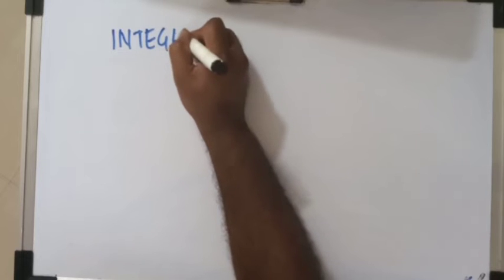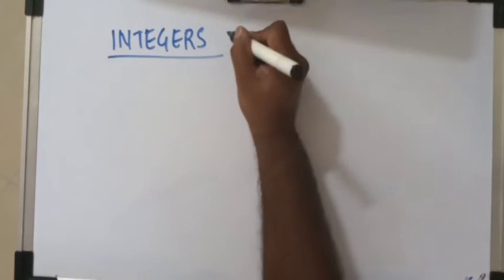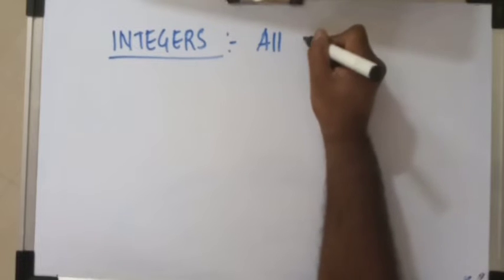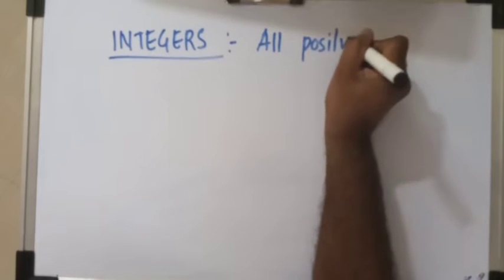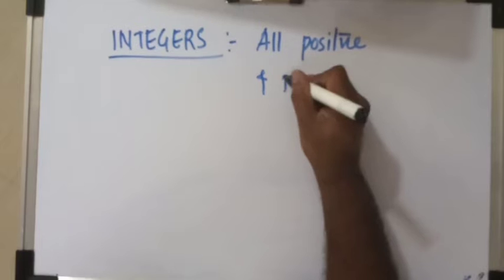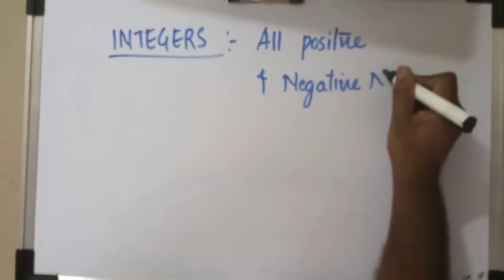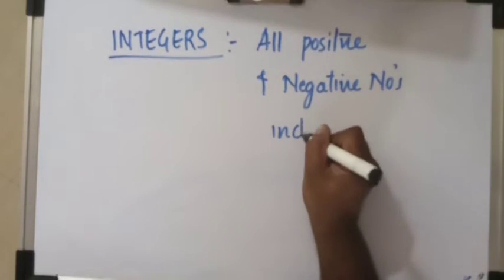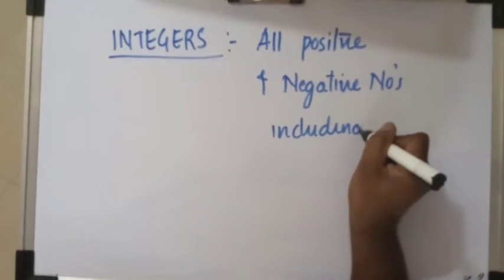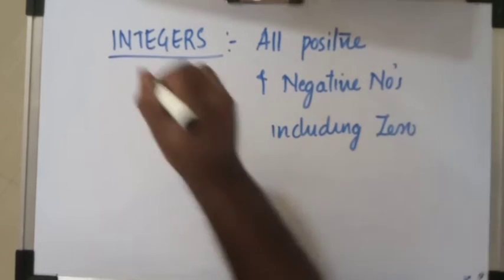Now we'll be seeing, children, integers. Okay, now we have learned this. Now we'll be learning integers. What are integers? Integers are all positive and negative numbers including 0. Including 0 gives you integers.